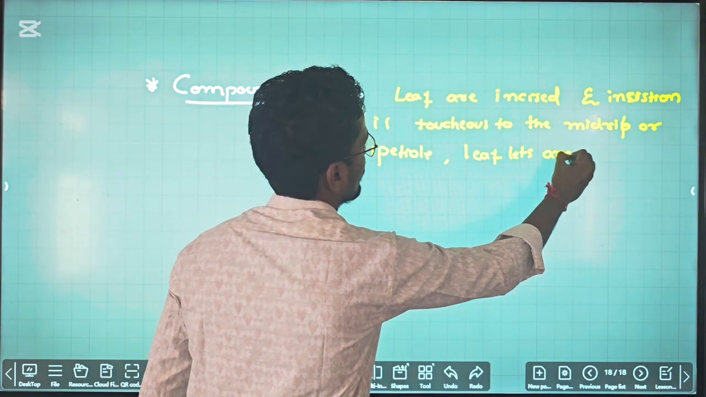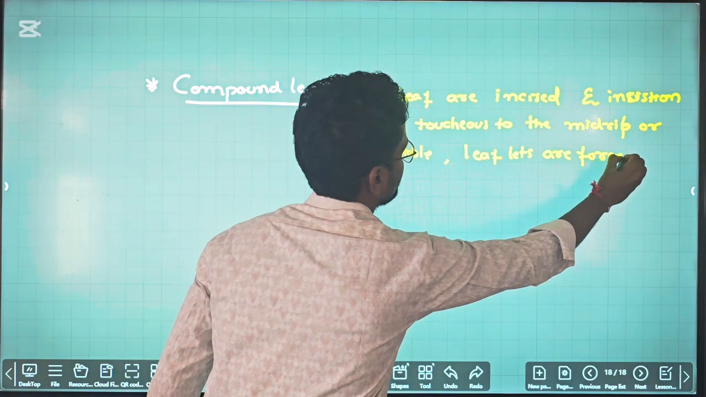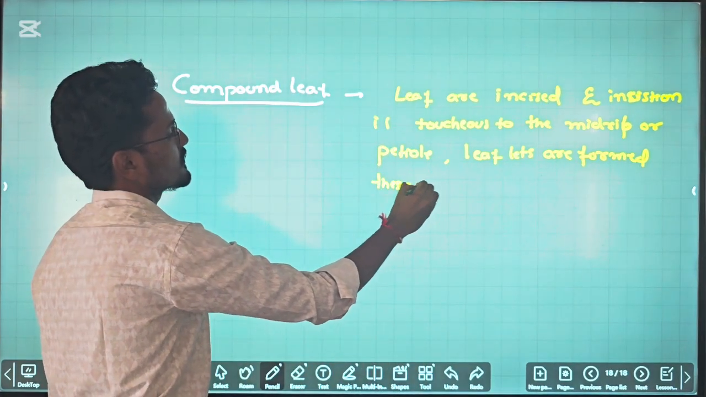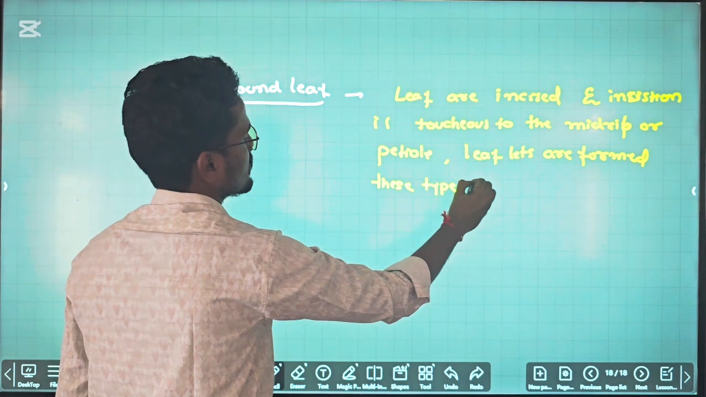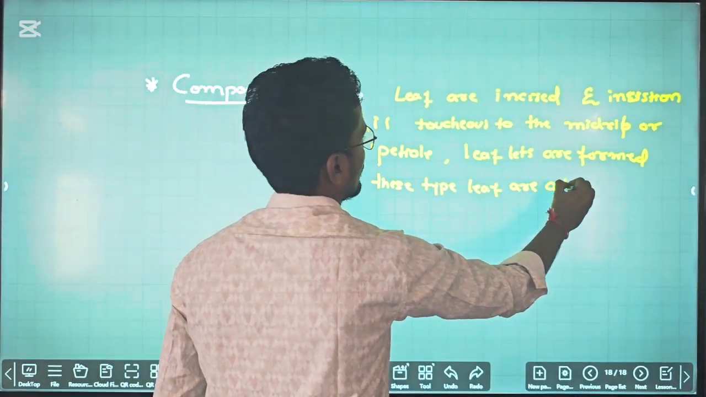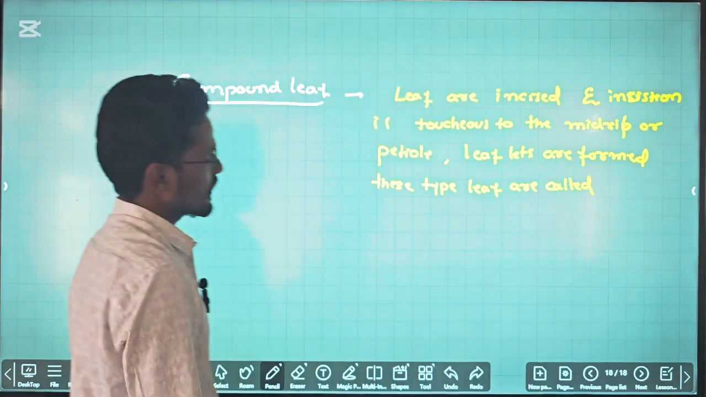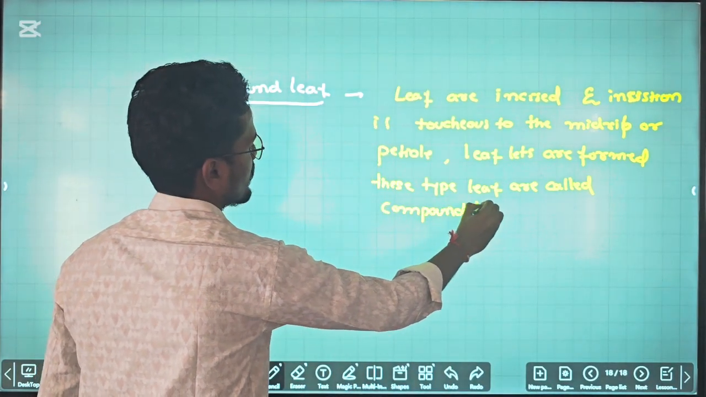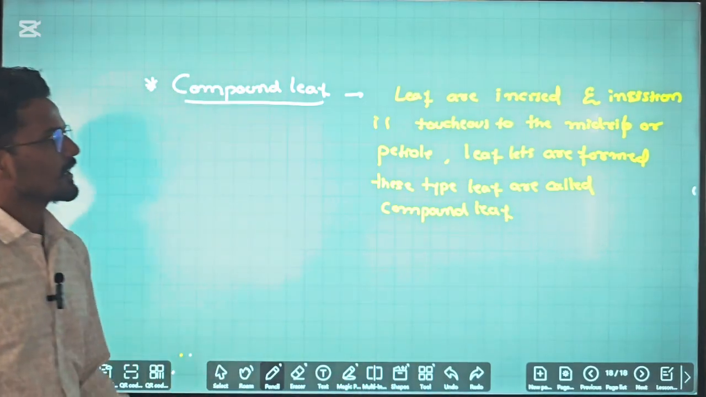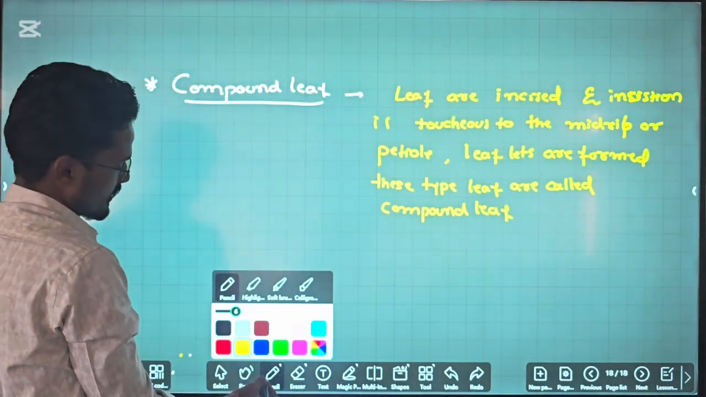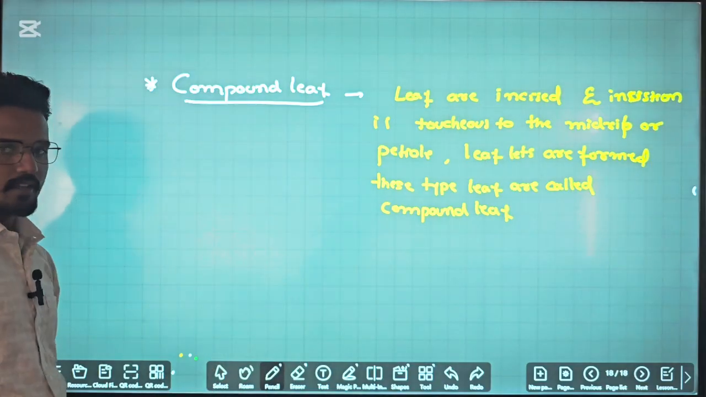Leaflets are formed. These types of leaves are called compound leaves. I am going to explain this with a small diagram.